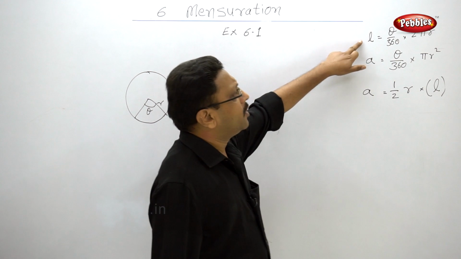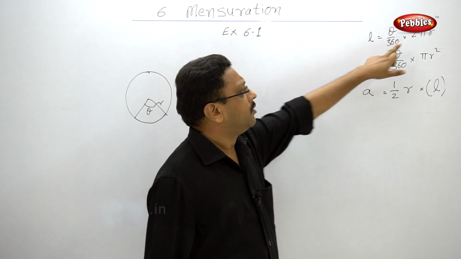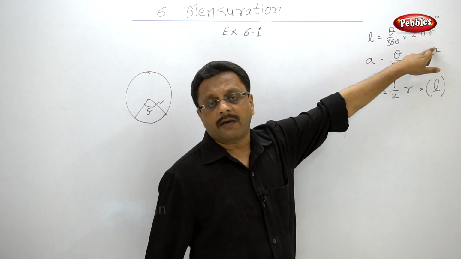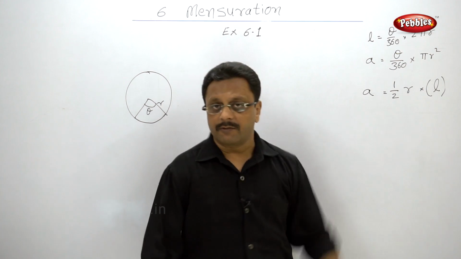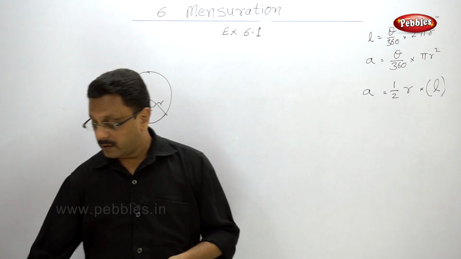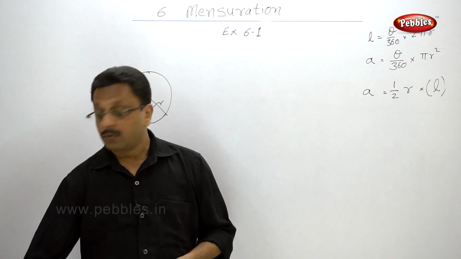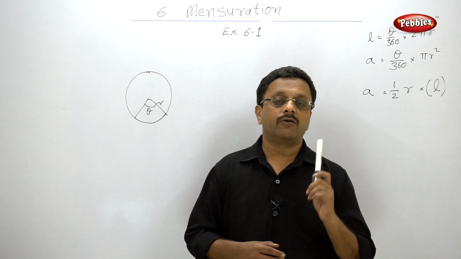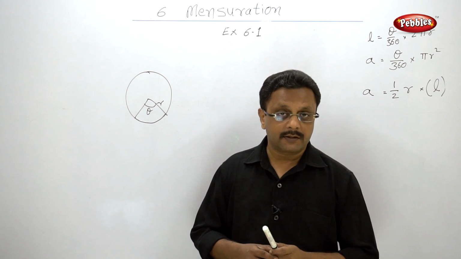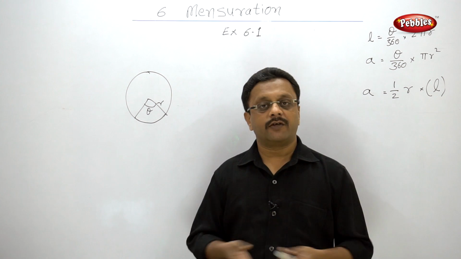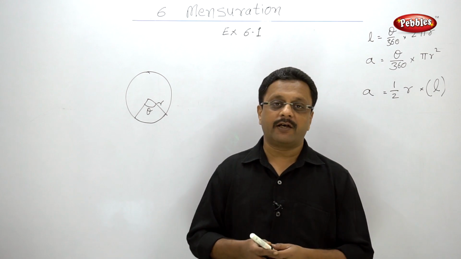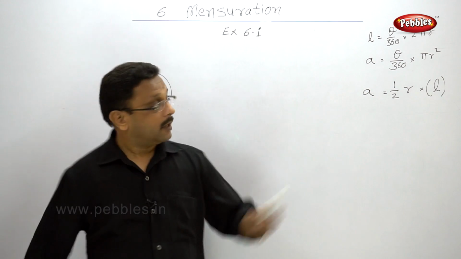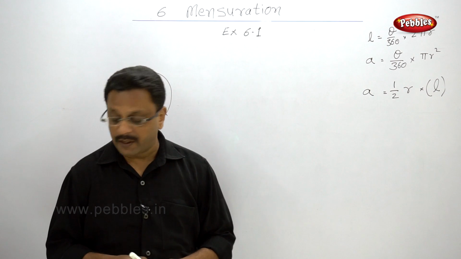What is the length of arc? Theta by 360 into 2 pi r. R is given? Yes, but remember that r is not given directly, they have given the diameter. That means you have to first find the radius. Radius is half of the diameter, and you can easily find out the length of arc for different angles.